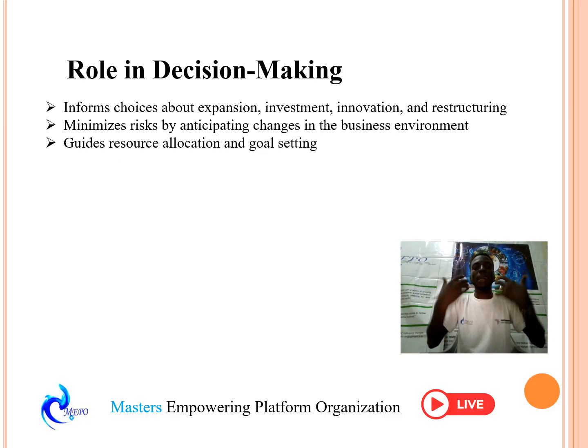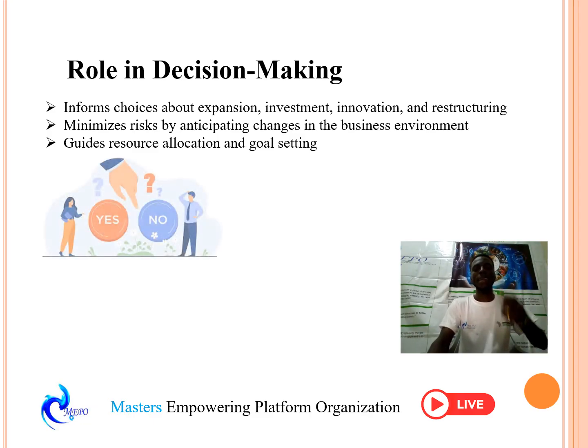Thirdly, we have to guide the resource allocation and goal setting. Now, when we are opening a business today, we start with what we have, then the resource allocation. Where is it allocated? We have to look at the goal setting. What are the goals of our plan, our strategic plan? What are our goals? What is our plan? So when we look at this, really it will support us to make a good decision, the right decision.